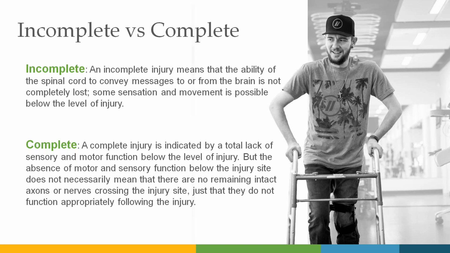You can open up those floodgates just a little bit. You can let just a little bit of water through, or you can open them up all the way and let a ton of water through, or obviously anywhere in between that, right? So there are varying degrees of information that could get through in an incomplete type of spinal cord injury. So just to go through this real quick, the definitions that we have on here. An incomplete injury means the ability of the spinal cord to convey messages to or from the brain is not completely lost. So some of the sensation, some of the movement is possible below the level of injury.